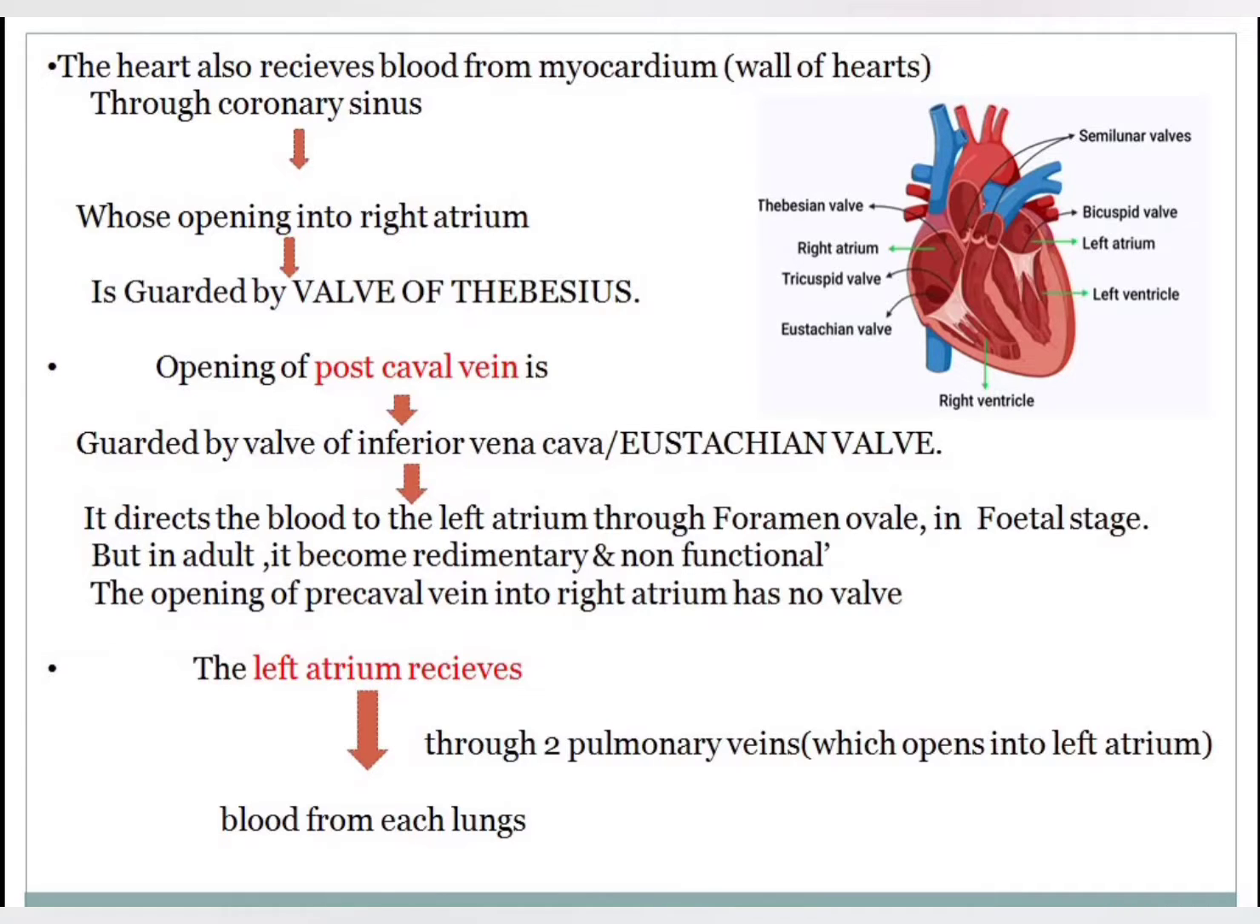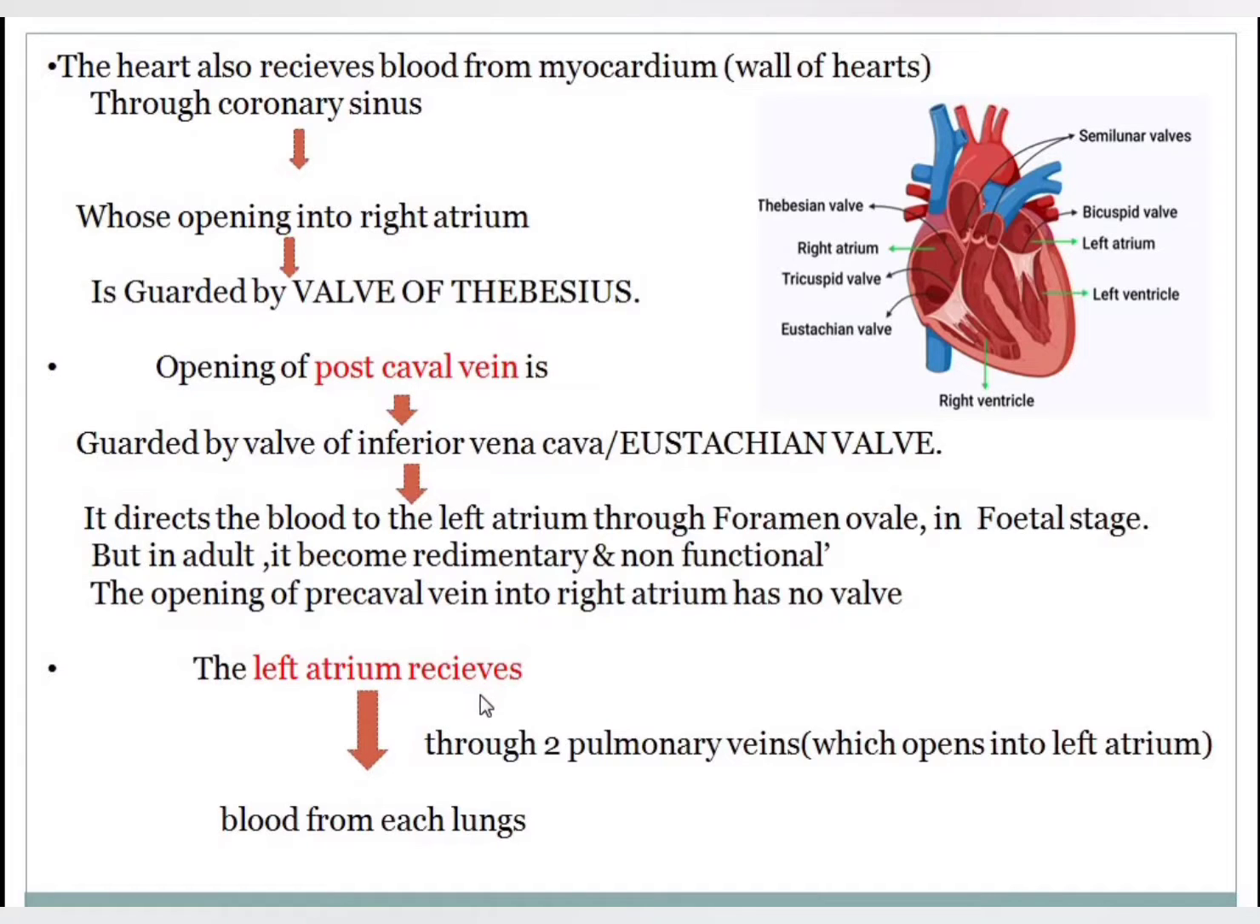What happened before is that this hole, the foramen ovale, was open in the first stage. When the lungs become functional, this hole is automatically closed. When this hole was open, it carried deoxygenated blood from this vein and passed it through this hole to the atrium. But after that it closes and becomes non-functional. Then the right atrium has no valve, because it was closed.